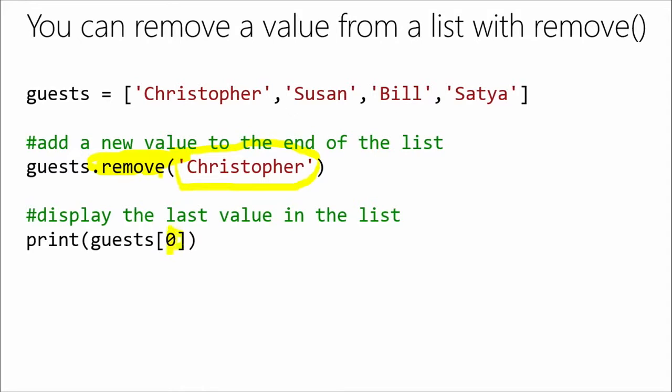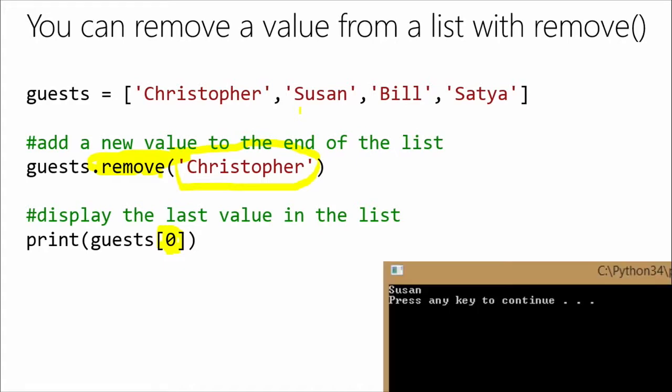So now if we then say, well, what's the first value in the list now? What value is going to be in position 0? It's going to be Susan because Christopher is removed. It doesn't leave an empty list item. It actually removes that entry from the list. So now the first item in the list will be Susan. So it's not leaving a blank behind. It's actually removing that value from the list completely. Okay.